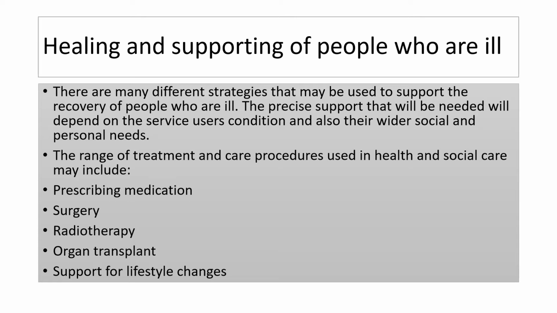There are lots of different strategies that people could use to support people who are ill, to help them in their recovery, and there is a range of treatment that could be used. For example, a doctor may prescribe medication. They may suggest surgery for somebody who has a faulty heart valve, radiotherapy for someone who has cancer, an organ transplant for somebody who has kidney failure, and supportive lifestyle changes, encouraging people to stop drinking, taking drugs and smoking, all of these factors that can affect health.